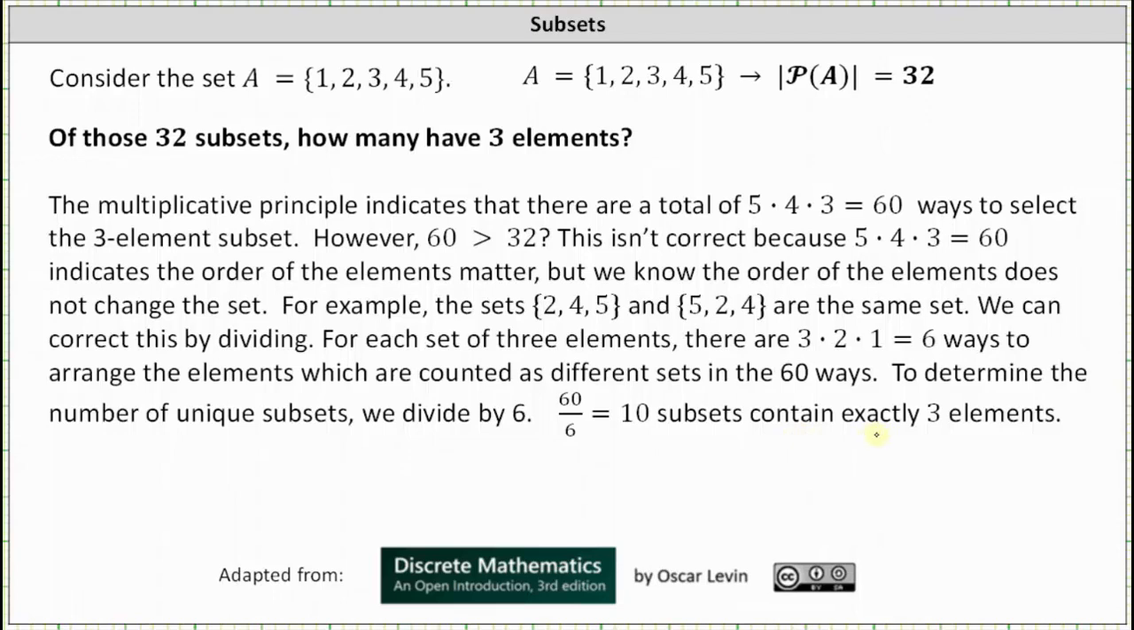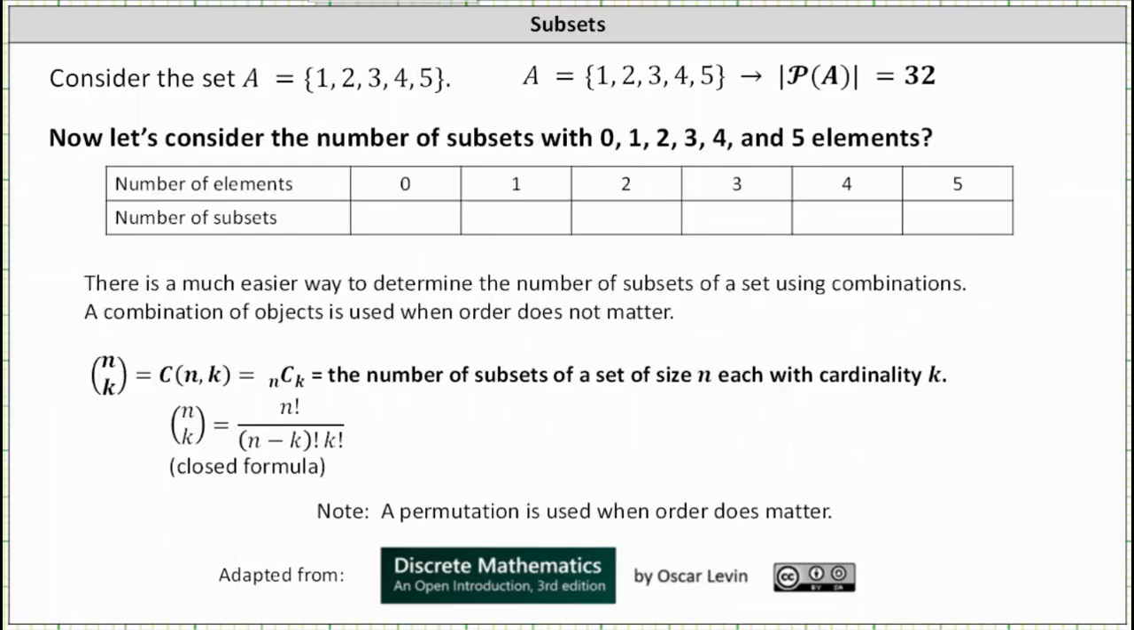Before we look at an easier way to determine the number of subsets with a certain number of elements or a certain cardinality, let's look at a table. Let's complete the table below, where in the first row we have the number of elements in the subset, and then the second row we have the number of subsets. For example, how many subsets of set A have 0 elements? That would just be one set, the empty set. And we can also easily determine the number of subsets with 5 elements, which should be set A itself, and therefore there's only one subset with 5 elements.